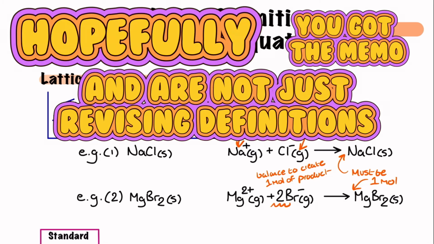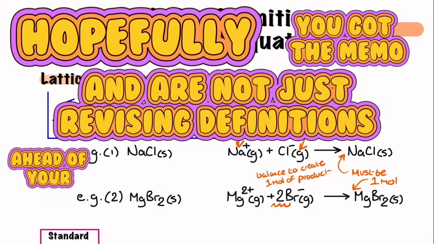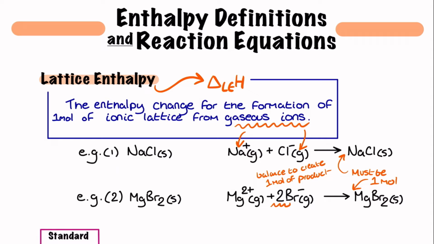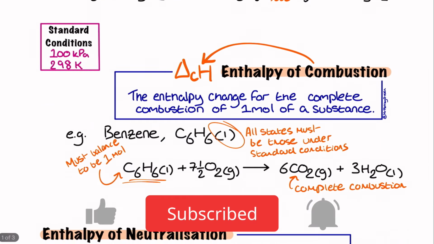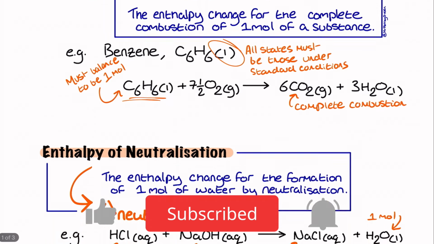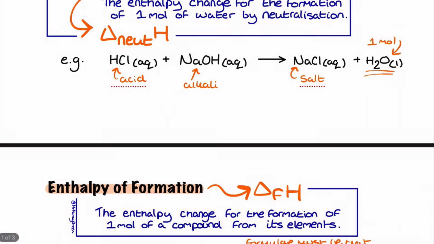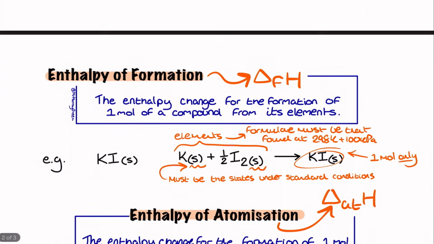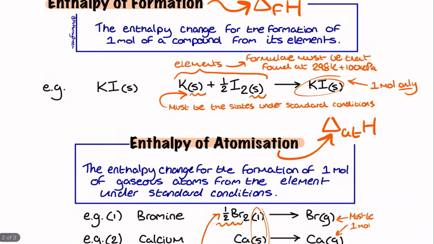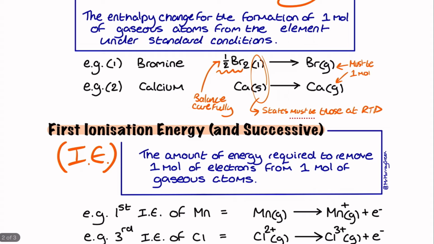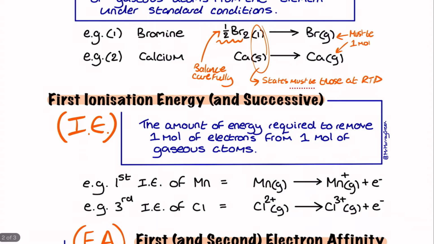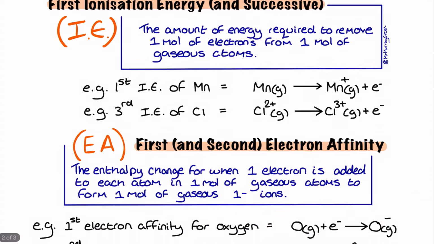Hopefully you got the memo and are not just revising definitions ahead of your chemistry exams. The enthalpy topic across modules 3 and 5 on the OCR specification is a great example of why, because each and every one of these definitions has an associated reaction equation, which is much more likely to come up than the actual definitions themselves. Two of these are actually not even in the specification with a discrete definition, and the instruction is just to learn the reaction equation instead.